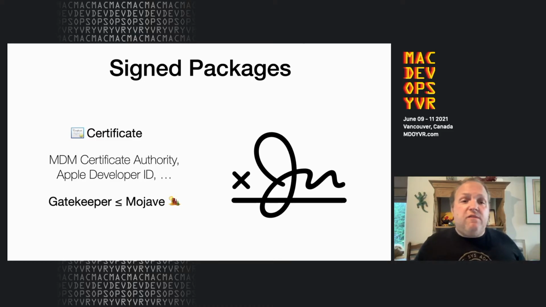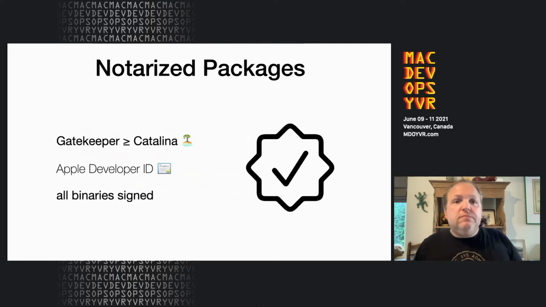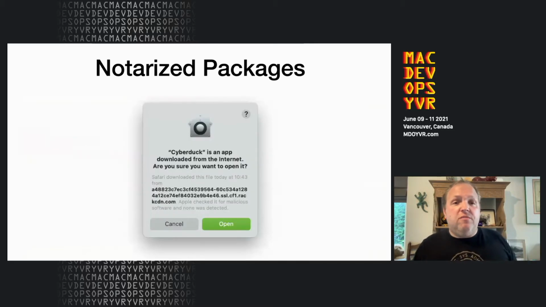Signing packages is sufficient to get past Gatekeeper in Mojave and earlier. That's the dialog that Mojave will show you if a package is signed, and then you have the option of opening it. Apple added notarization as a requirement to get past Gatekeeper in Catalina, and packages have to be notarized with an Apple Developer ID. All the binaries inside the package also have to be signed. So you need an Apple Developer ID to notarize a package.